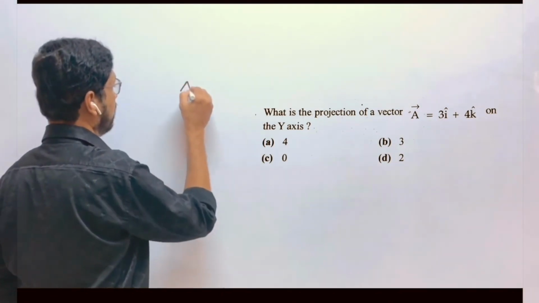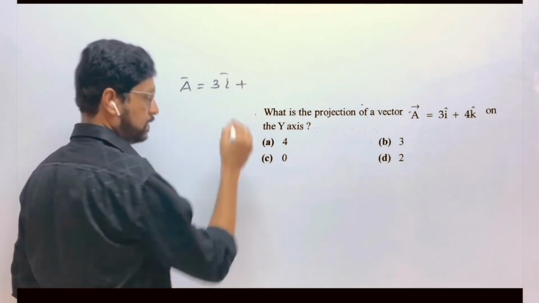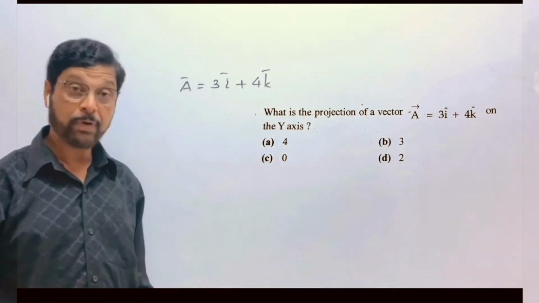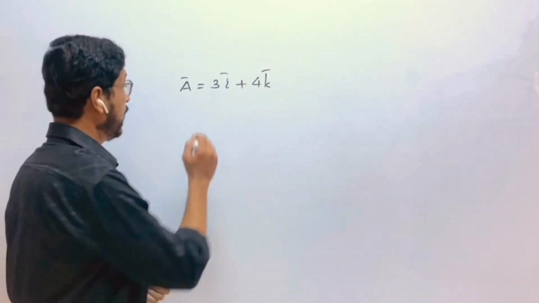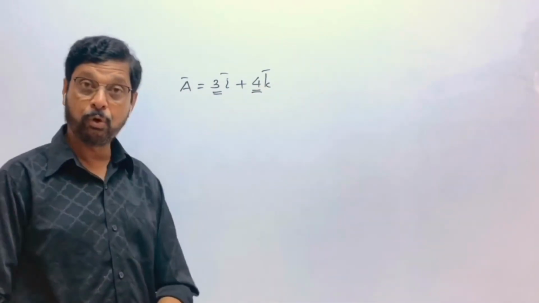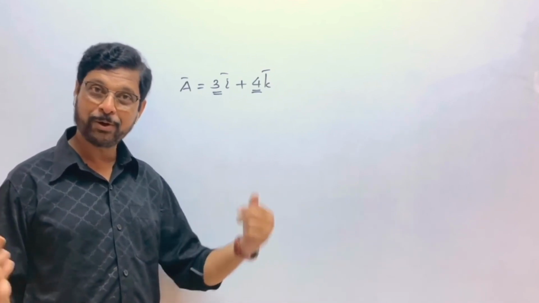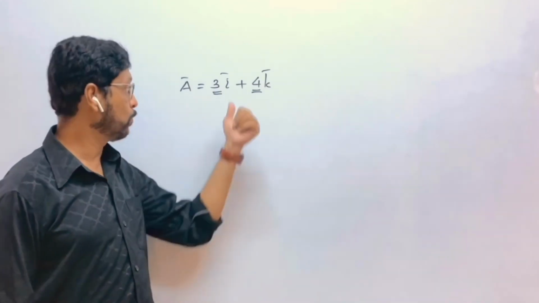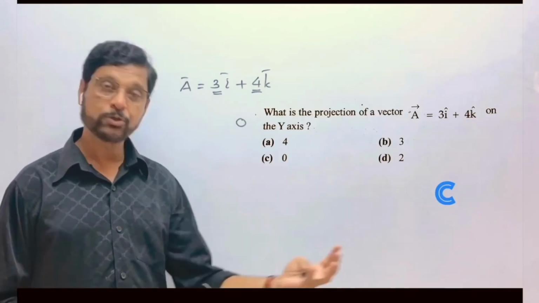What is the projection of vector A on y-axis? Vector A is given to be 3i plus 4j, and we have to find its projection on y-axis. So for vector A, x component is 3 and z component is 4, but there is no y component, means its projection on y-axis is 0. There is no y component, means the projection of this vector on y-axis is 0. Check the options. It is option C.